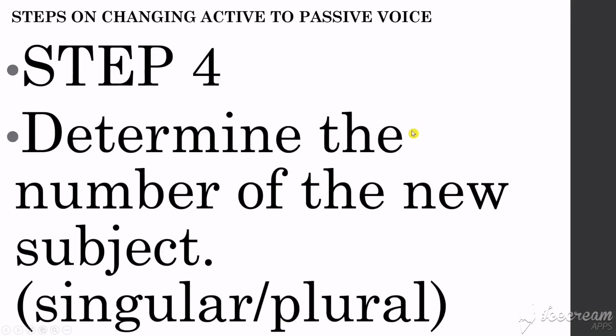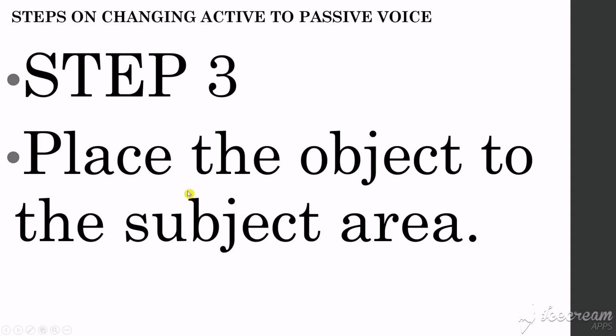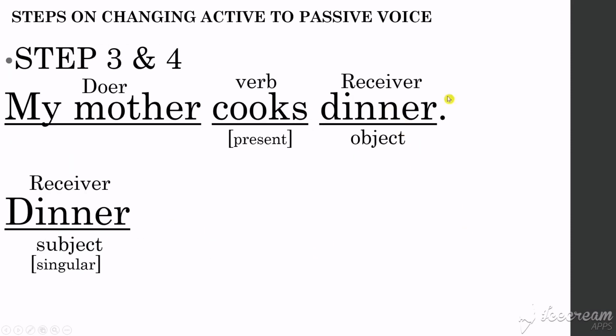So going back here, we're going to place the object in the subject area. So what is our object here? Dinner. So now, dinner is going to be our new subject of the sentence. Remember, we are going to change active to passive voice. So this is now your sentence. At the same time, dinner, the subject of the sentence and the receiver from the active voice, is singular. When we say singular, it means it is only one.